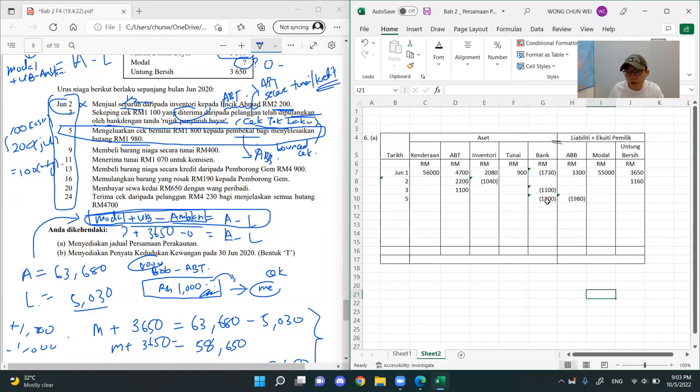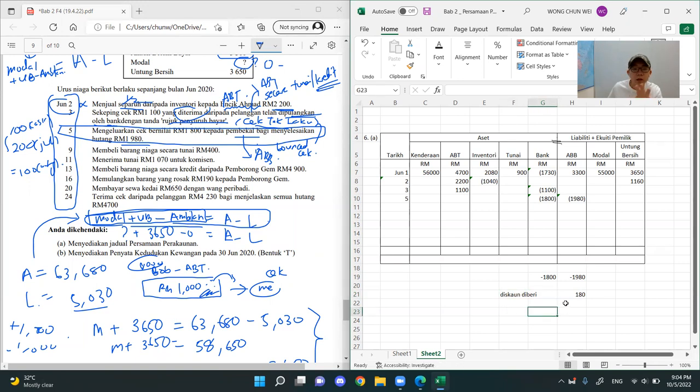Alright. So when you compare, when you want to calculate, your asset is minus 1,800. Manakala your liability plus equity pemilik here is minus 1,980. Tak imbang at all. Alright, so what is the difference? 1,980 minus 1,800. Yalah, 180. Betul tak? So this is the difference between the asset and liability plus equity pemilik. So actually, this 180 difference ialah satu discount. Panggil discount diberi. Alright, so this is a discount diberi.